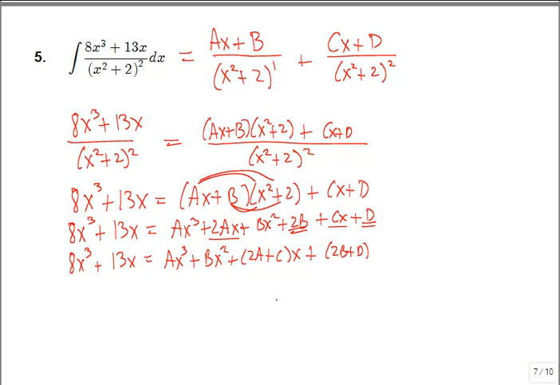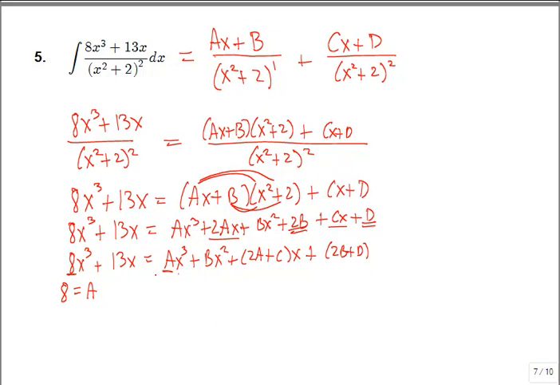So when we do it this way, after we do the work of FOILing this all out, what we're going to do here is equate coefficients of like terms on the left and on the right side. So on the left side, the cubic term has a coefficient of 8, and the only cubic term on the right side is this ax cubed. So the only way these can be equal is if a is equal to 8. So that tells me a, and that's just by looking at the cubic terms.